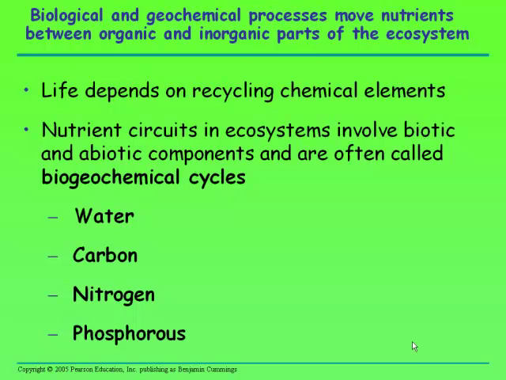So, recycling of chemical elements. Biological and geochemical processes move nutrients between organic and inorganic parts of the ecosystem. The different biogeochemical cycles are the water, carbon, nitrogen, and phosphorus cycles.